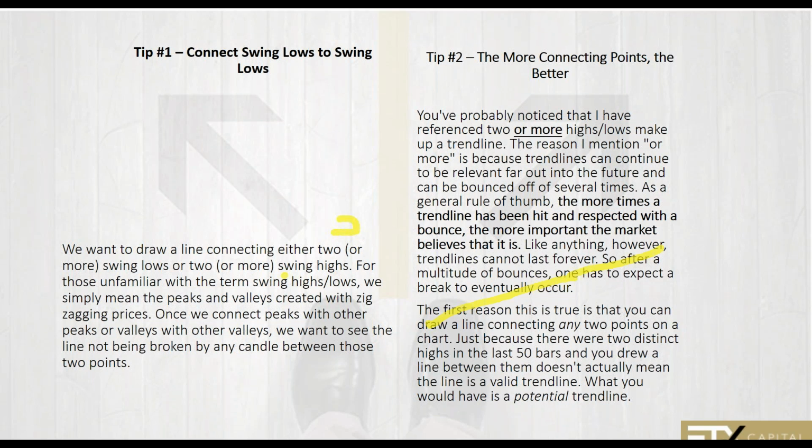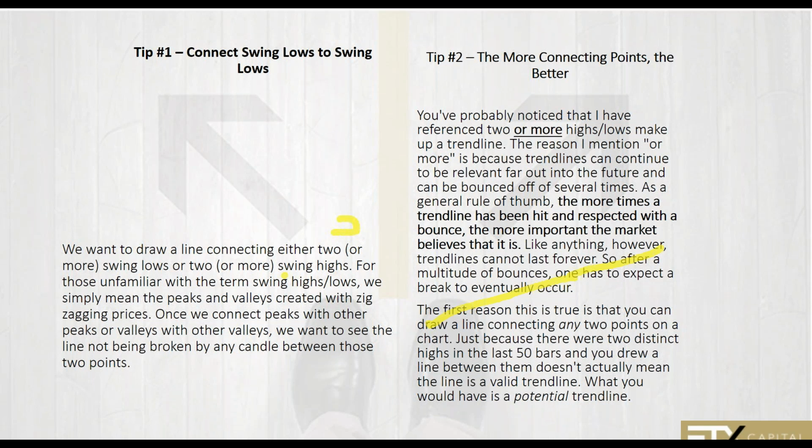Tip 1, we want to draw a line connecting either 2 swing lows or 2 swing highs. For those unfamiliar with the term swing lows or swing highs, we simply mean the peaks and the valleys created with zigzag prices. Once we connect the peaks with other peaks or the valleys with other valleys, we want to see that the line is not being broken by any candle or any bar between those 2 points.